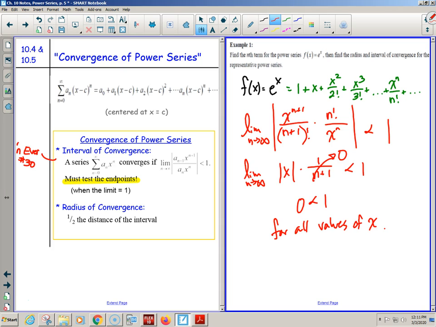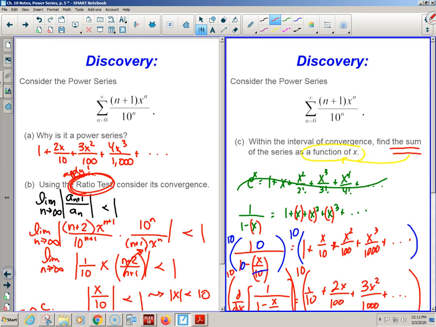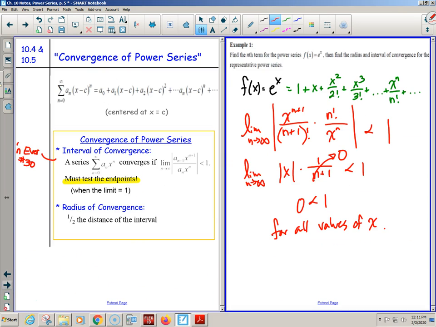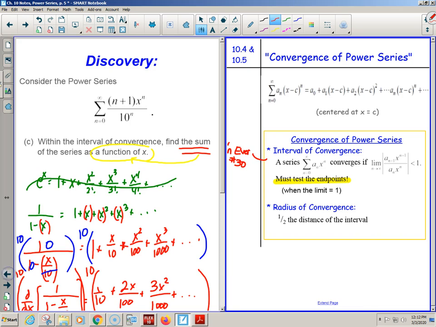So do I just stop and I'm done? This is something about testing endpoints. Wait a minute, do I have any endpoints though? No, but what or where did I have endpoints a second ago? Okay, we just relooked at our Endeavor card. Our Endeavor card says, okay, yes, take the limit, set it less than 1 of the n plus first over the nth, and then you get an interval, but then you must test the endpoints when the limit equals 1. Hold on. That doesn't have endpoints. It's for all values of x. The endpoints are what? Negative infinity and infinity? No. But where were their endpoints?